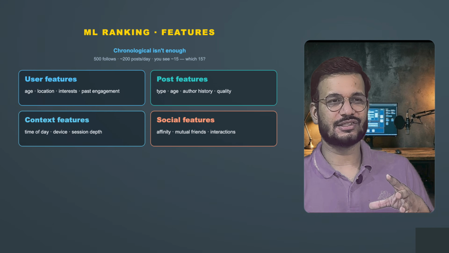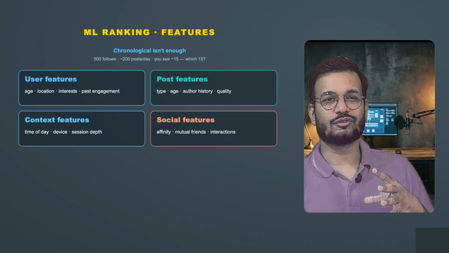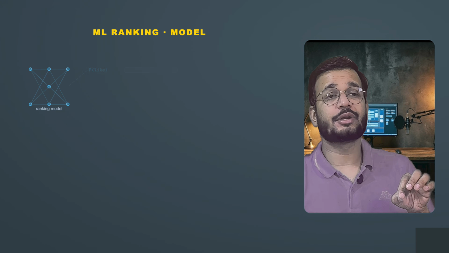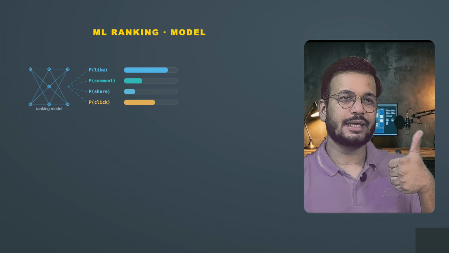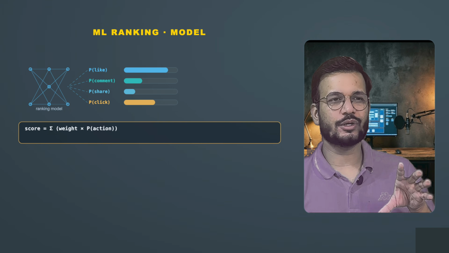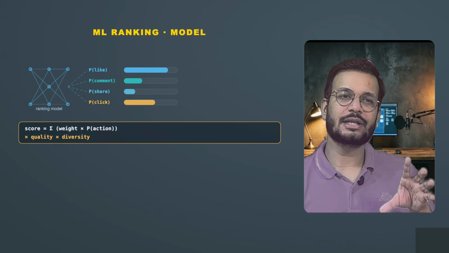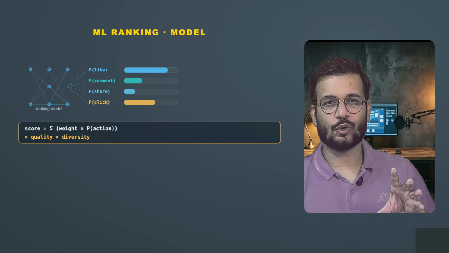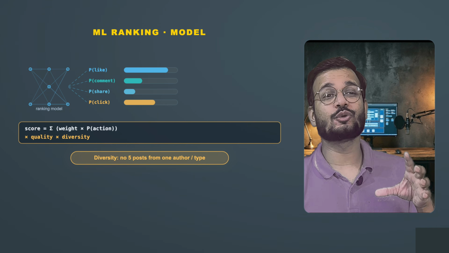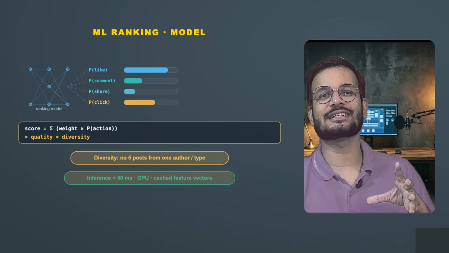Then we have the social features. We talk about the affinity scores between you and the author, then the mutual friends, your historical interaction with this author. The model predicts 4 probabilities: P for like, P for comment, P for share, and P for click. The score equals the sum of the weight times probability of each action, multiplied by the content quality score and a diversity factor. Now, why diversity? Because we do not want to show 5 consecutive posts from the same person or 5 consecutive videos.